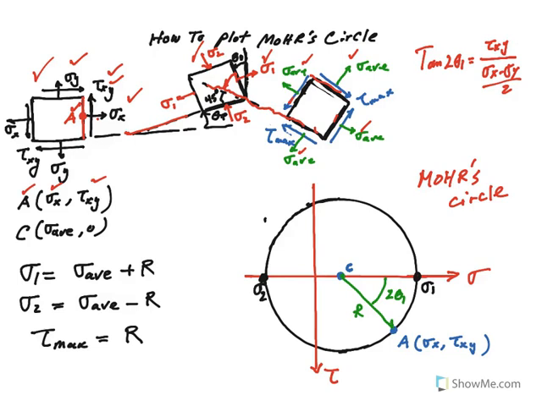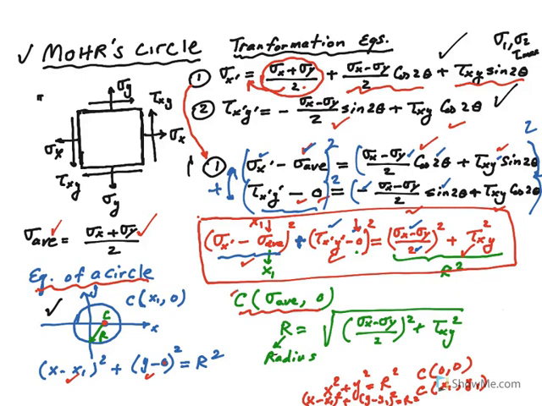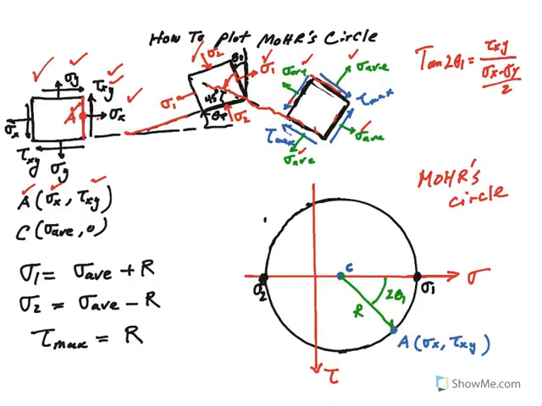Also, from the previous page, you see that C has what? The center of the circle has coordinates of sigma average and 0. So here, your center has the coordinate of sigma average, right? So this is sigma average here, and 0. And then this is the coordinates of point A.